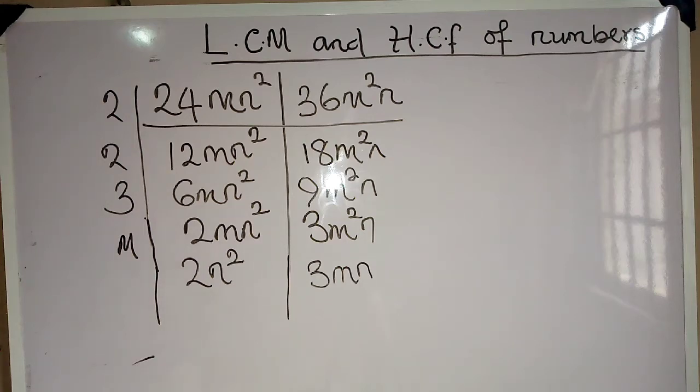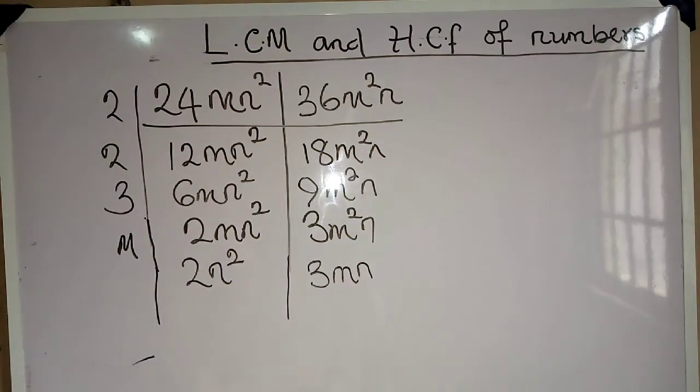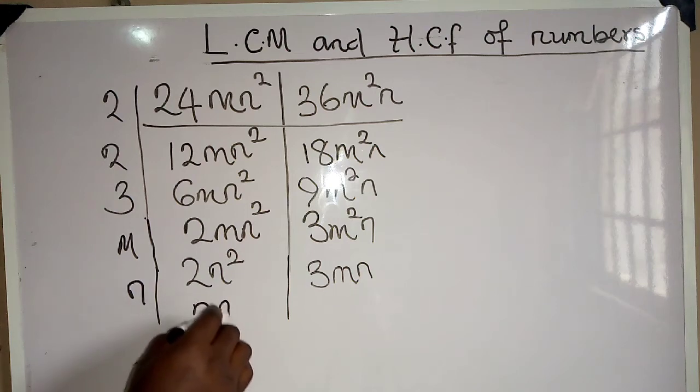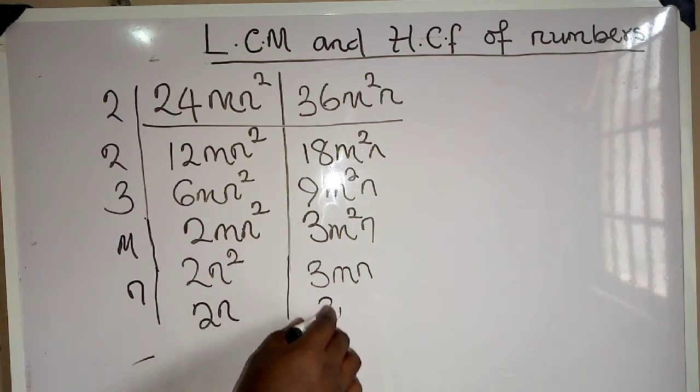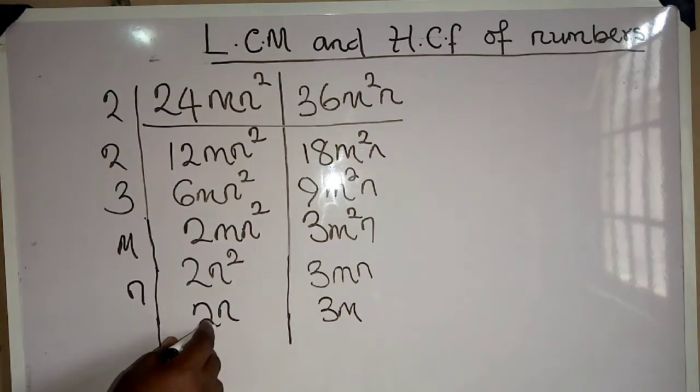Now what else can divide, or what else is a common factor between 2n square and 3mn? N is a factor here, and n is also another factor there. So I will use my n, and here will give me 2n, and here will give me 3n. Is there any other possible common factor? No, because n can divide here, n cannot divide here, so n is not a factor. So also with m, 3 and 2.